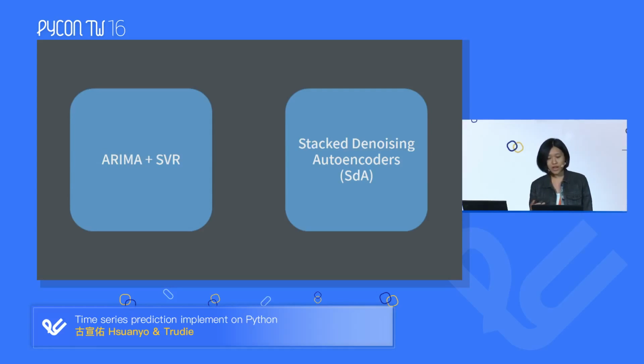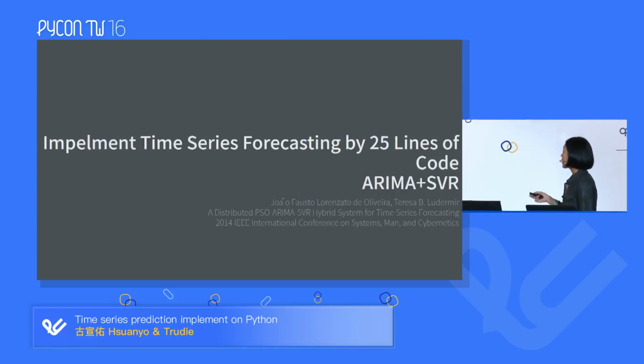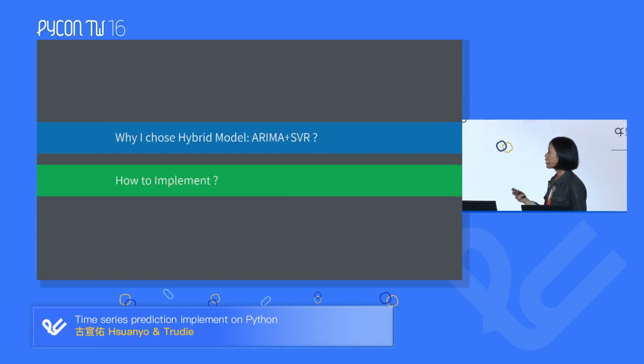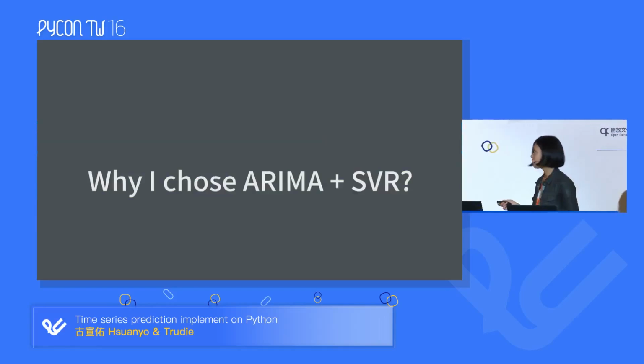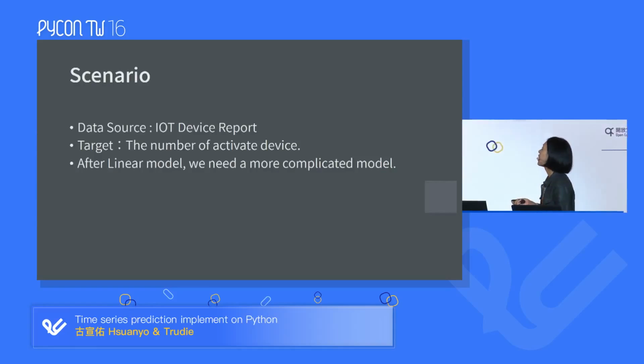I want to use only 25 lines of Python code to implement the ARIMA+SVR. I'm going to talk about why I chose the hybrid model ARIMA+SVR and how to implement it. I remember the scenario was an IoT report platform, and the devices send their reports in real time. Our target is to predict the number of activated devices online. We tried many simple and linear models, but the performance was not good enough. Thus, we needed a more complicated model.